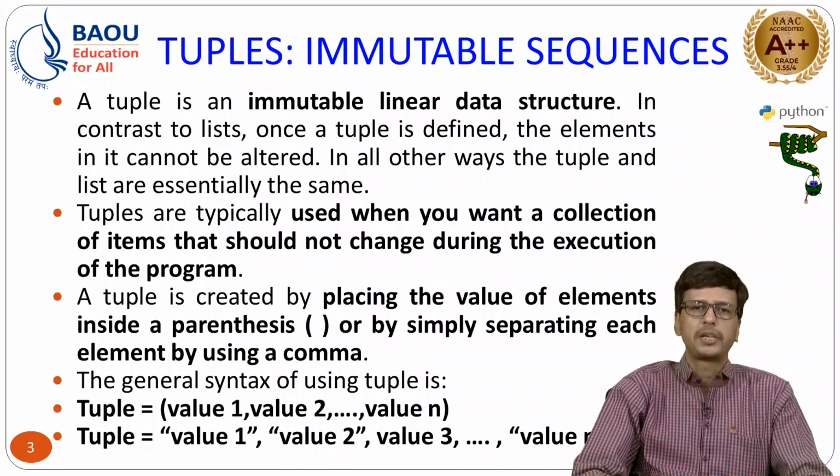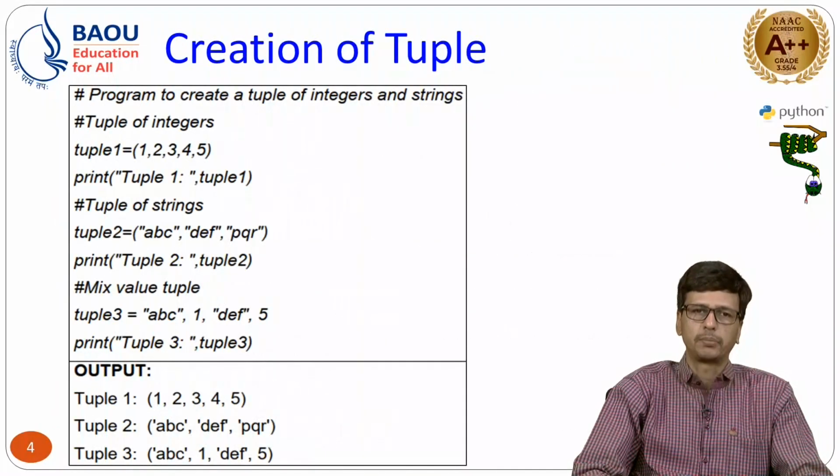Now, the values may be anything: it may be integer, float, character, string, or it may be mixed type, right. It is the same concept as we have discussed in the list. Another syntax that you can follow to create a tuple is that you do not use the parentheses; you simply write value 1, whatever values you want to put, and all the values are separated by commas. These are the two syntaxes that you can use for creating a tuple.